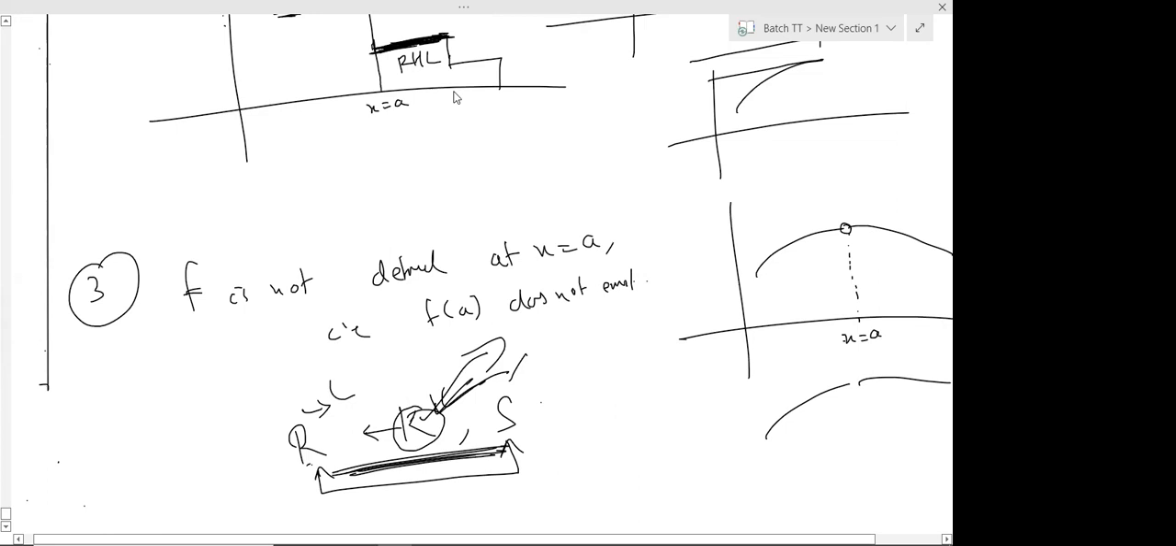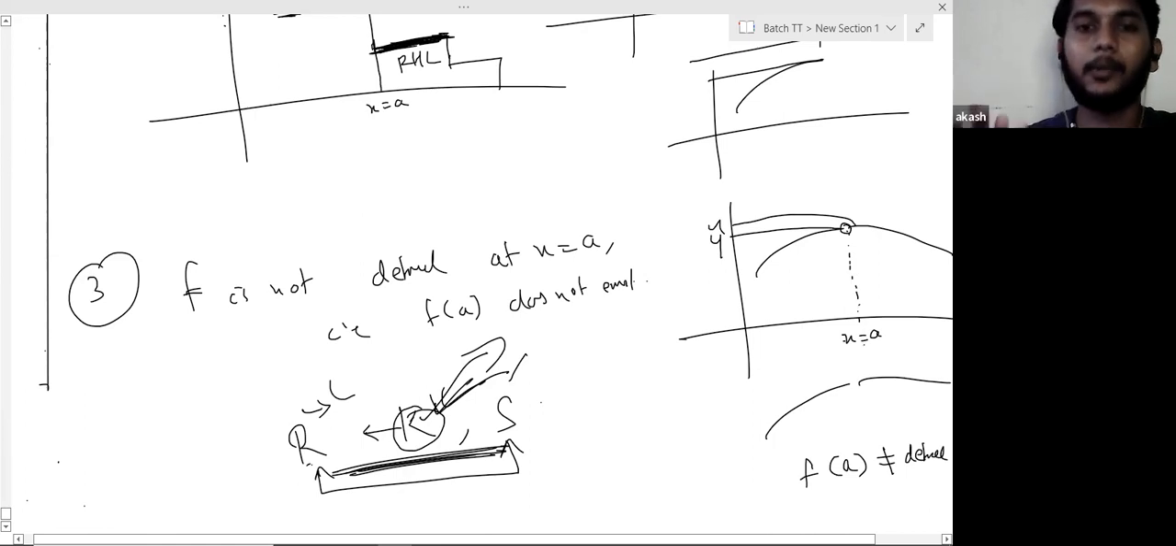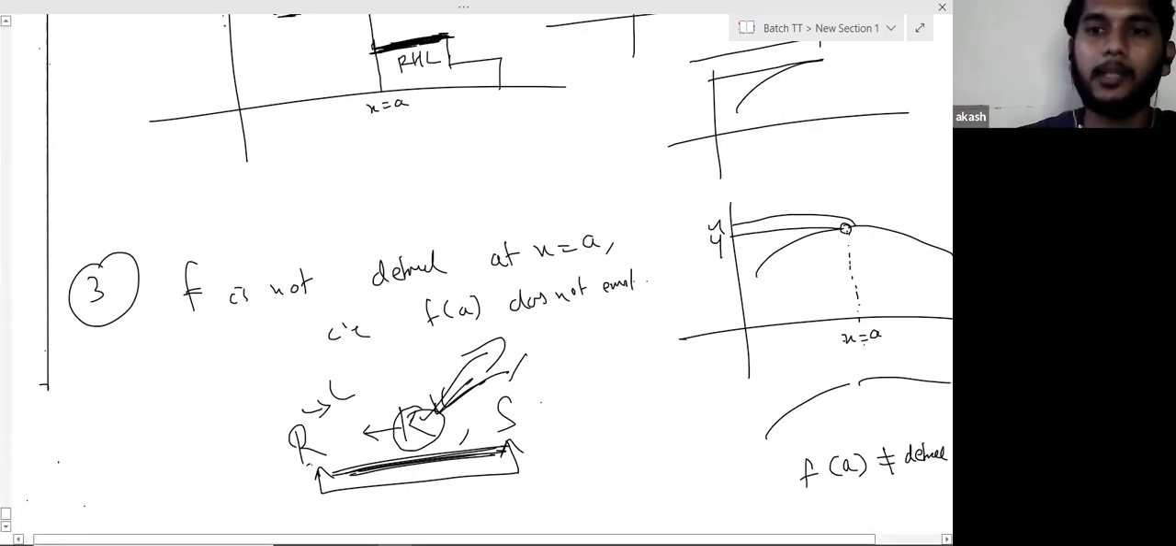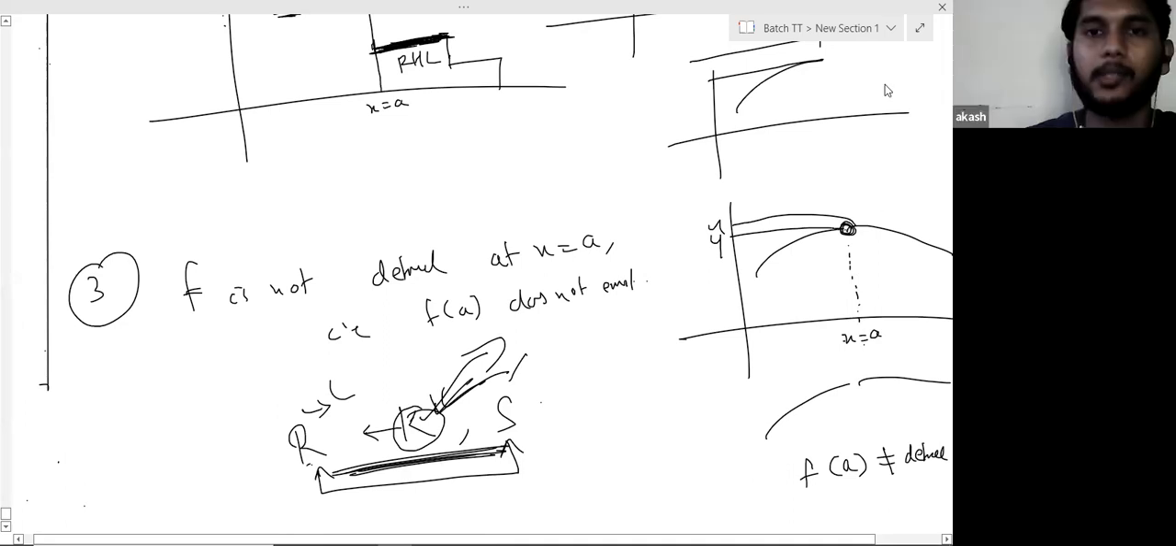Same thing here. The left hand side says 4, the right hand side says 4. LHL equals RHL, the limit exists, but the function itself is not present at x equals a. That means f of a is not defined. No matter how much the neighborhood agrees with each other, if the function itself is not present, how would this be continuous? There is no point here to plot, so this will always be vacant, right? Yes, sir. So this is not continuous. I hope this is clear to everyone.